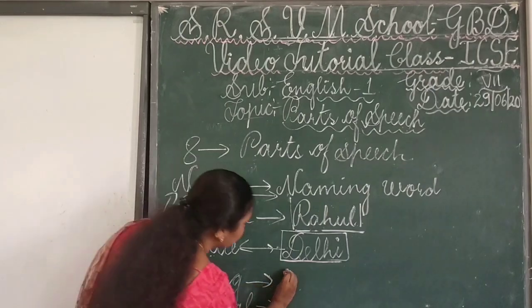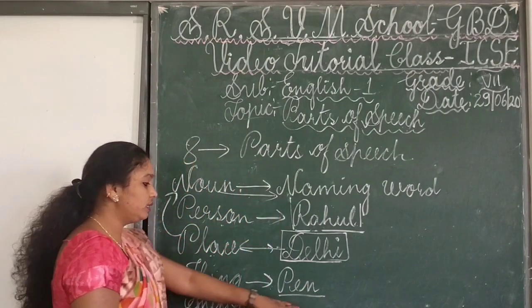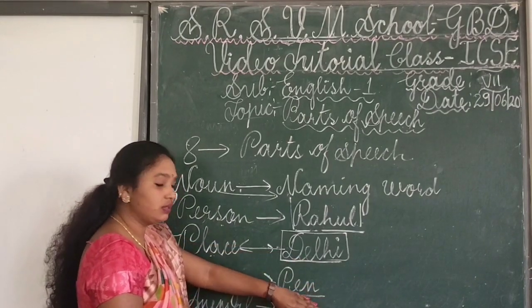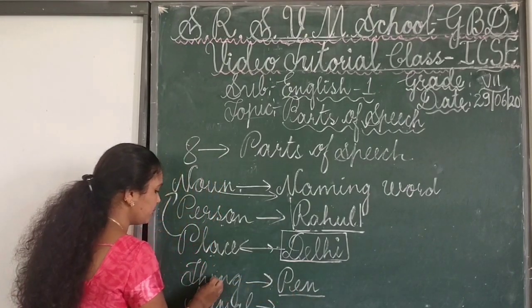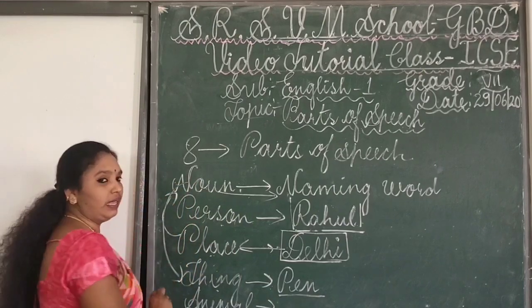For example, if I say pen, pen is not a person. Pen is not a place. It becomes a thing or a material like a duster. Therefore, I say it is a thing. So noun also means a thing.